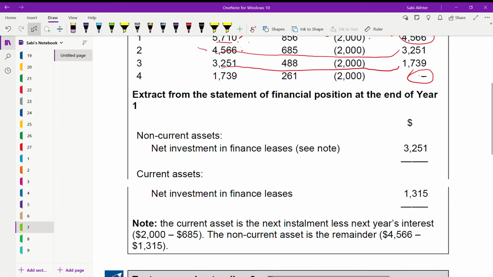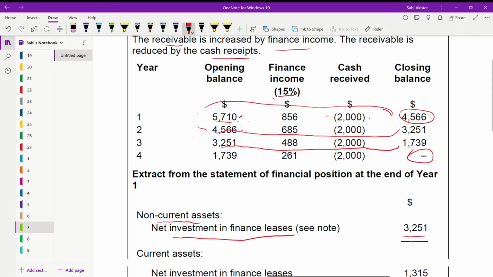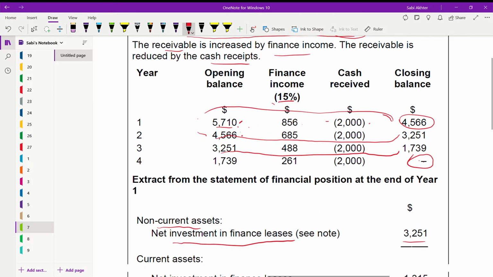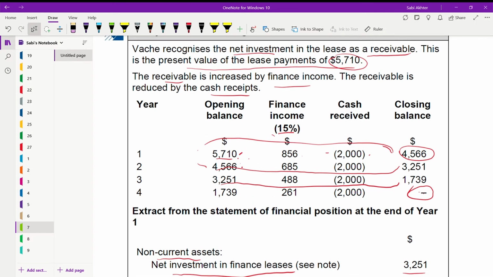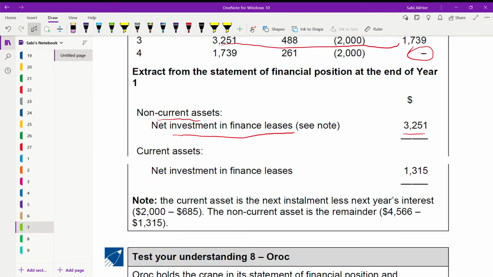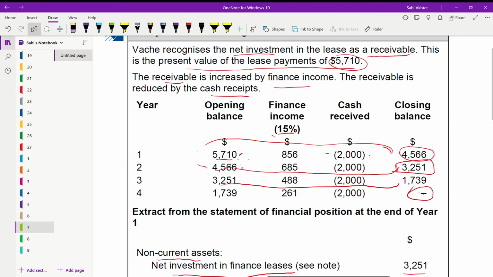So it is recorded under non-current assets, net investment in finance lease, 3251. Okay, 3251. This one is the second year closing balance. You'll see the note below. And in the current assets it will be recorded 1315. That is this one.